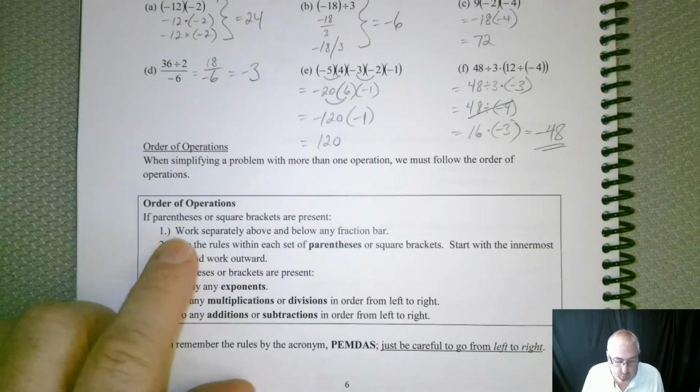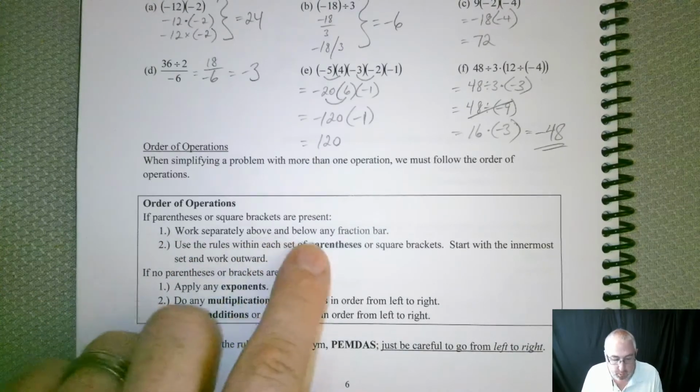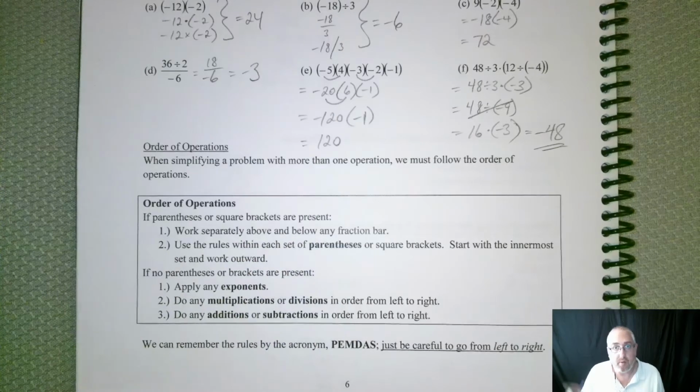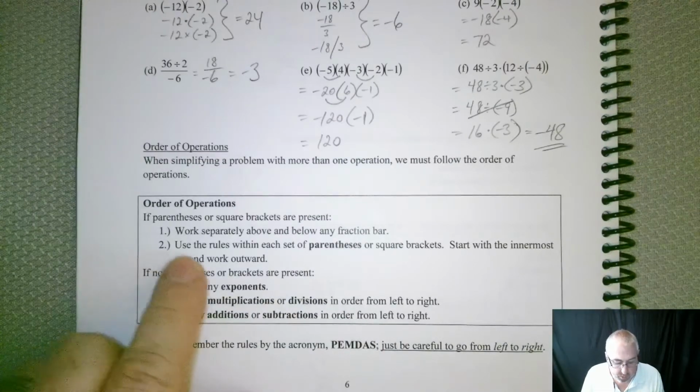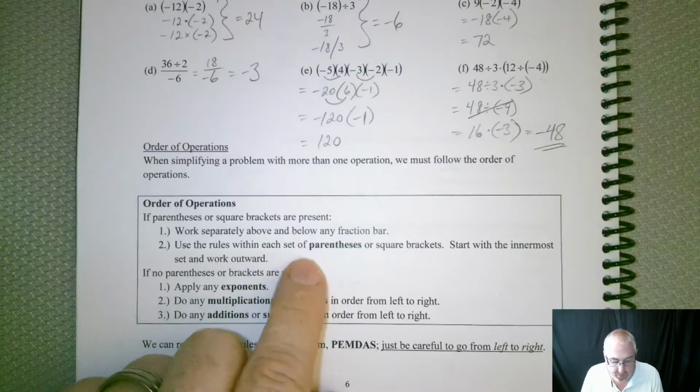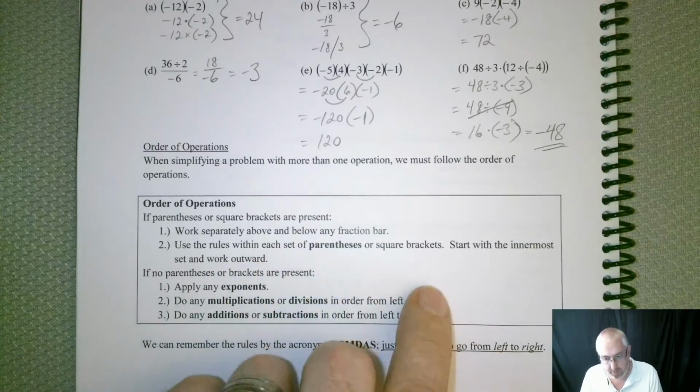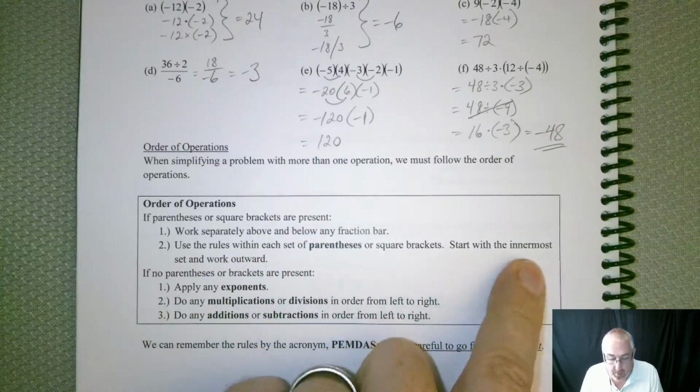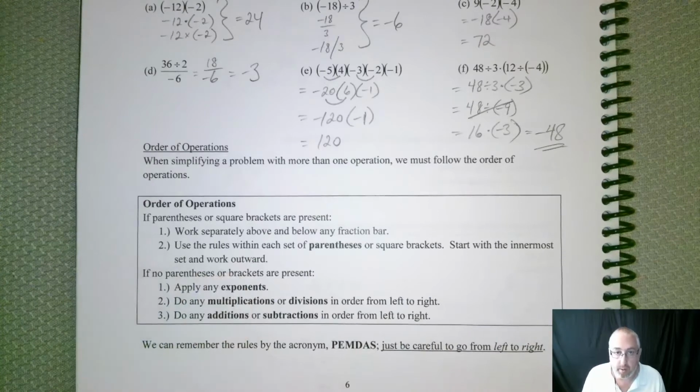First thing we want to do is work separately above and below any fraction bar. So if there's a big old fraction bar in the problem, we have to work above and below first and simplify that down. And then two, use the rules within each set of parentheses or square brackets or curly braces. Start with the innermost set and work outward. We're going to see some problems where there are layers, and you have to work inside out. That's always a good rule of thumb.